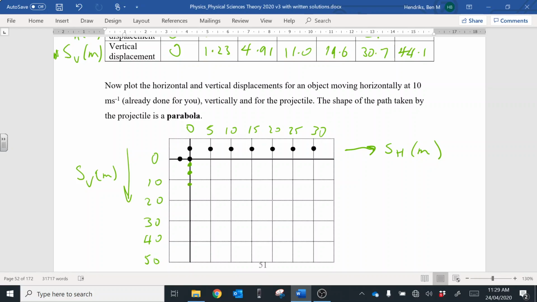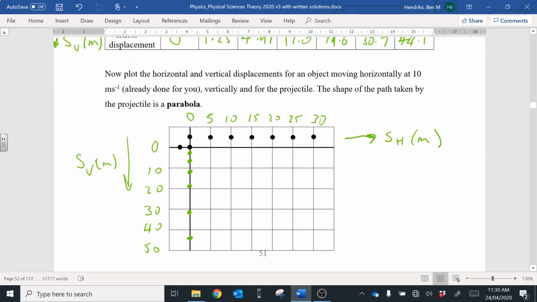11 is just beyond 10. 19.6 is just before 20. 30.7 is just around 30. And 44.1 is about halfway between 40 and 50. Okay. So now what happens is, if you were to throw a ball, the motion is actually a combination of both the horizontal and the vertical.